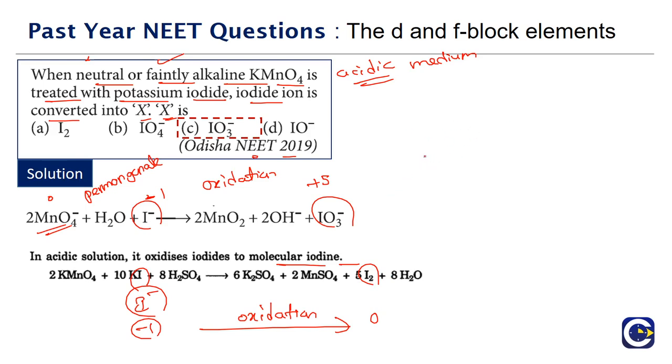So again, if you look at the past year questions, we will see that quite often we will get questions on KMnO4 and K2Cr2O7 reactions. Especially we will have questions coming on both the KMnO4 and K2Cr2O7 reactions. So we must go through these reactions thoroughly so that any straight question like this, we will not miss out.